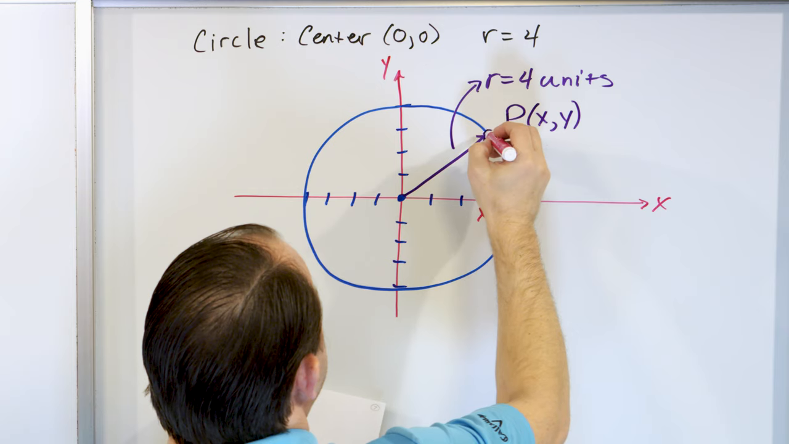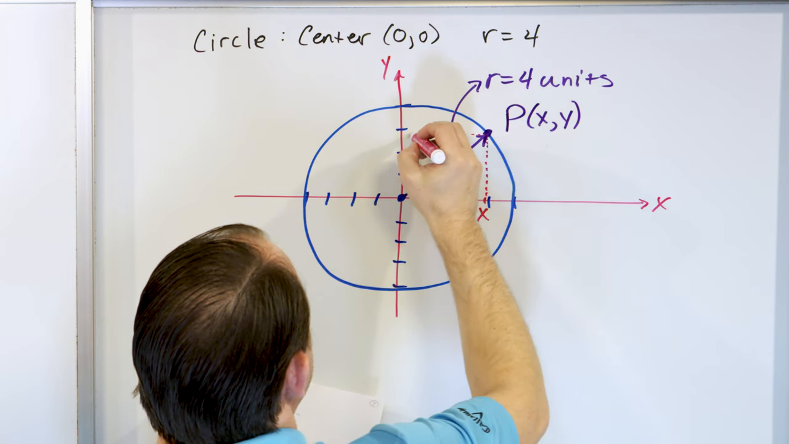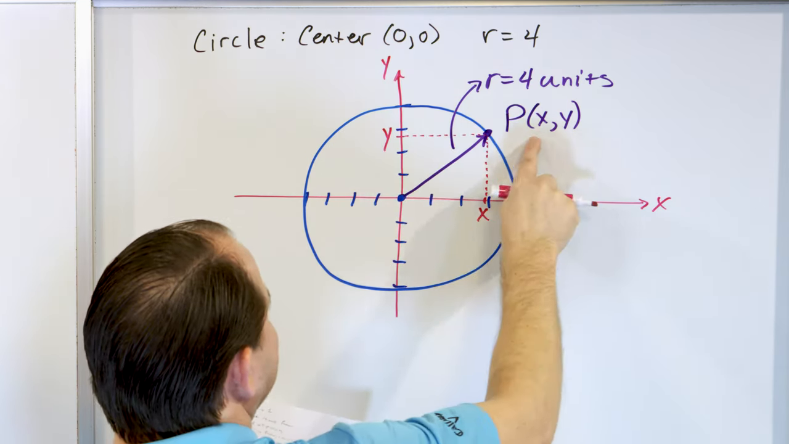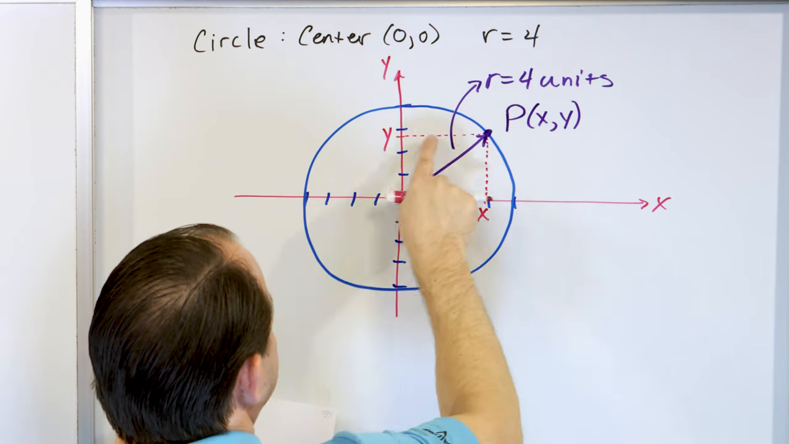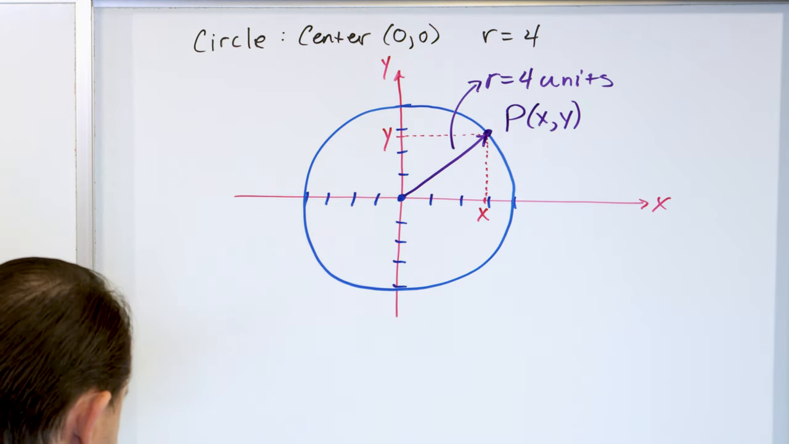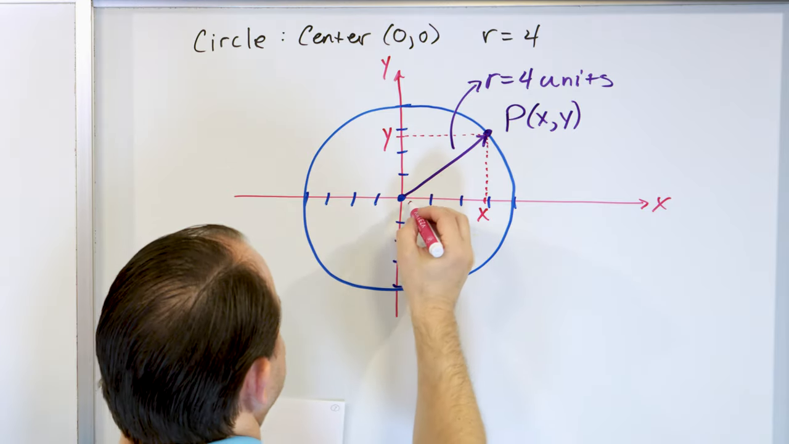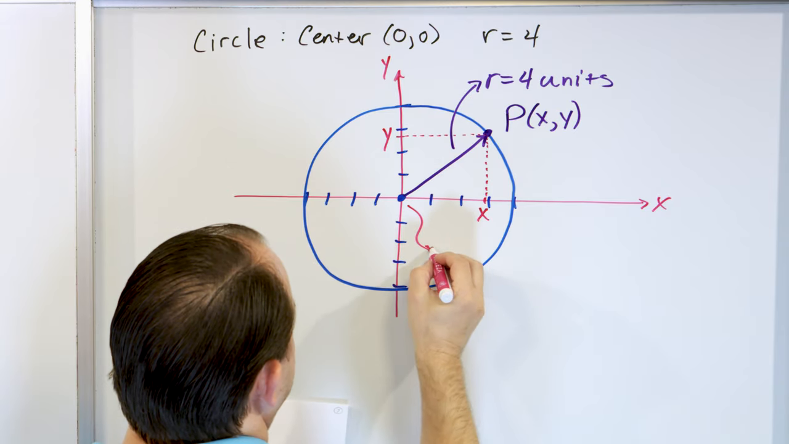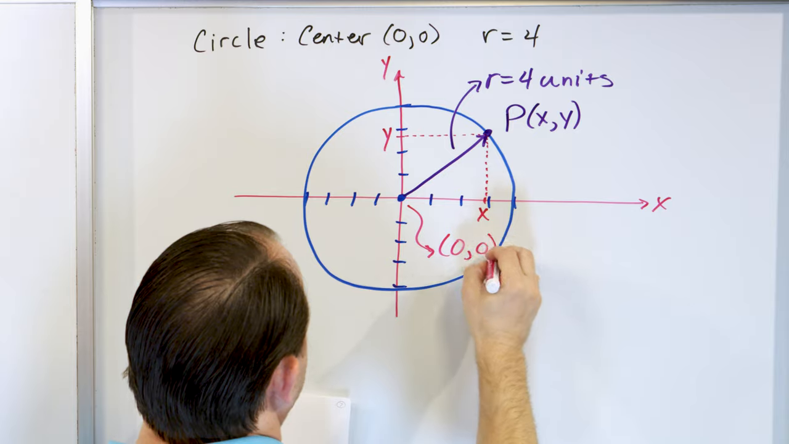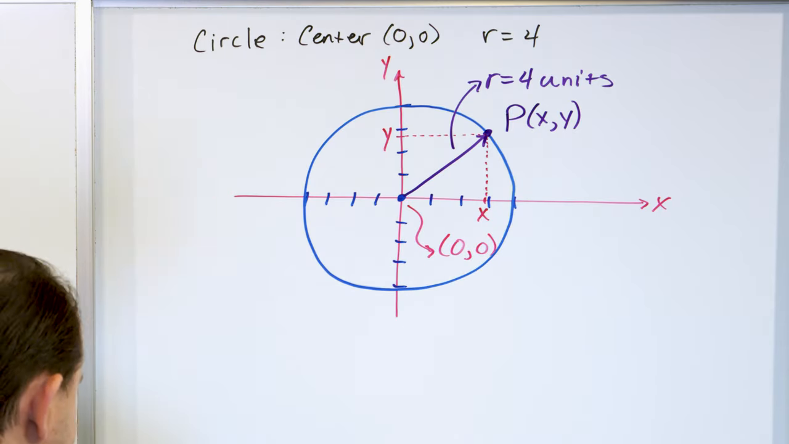Here, for that corresponding value of p, there must be some y value. This is the x comma y. X, you read it from this axis, and y, you read it from this axis, right? And the center, don't forget, is located at 0, 0. That's what a center is. It's located at 0, 0.